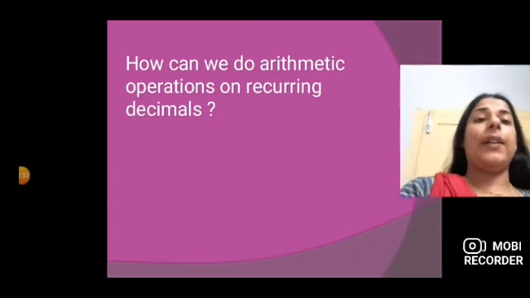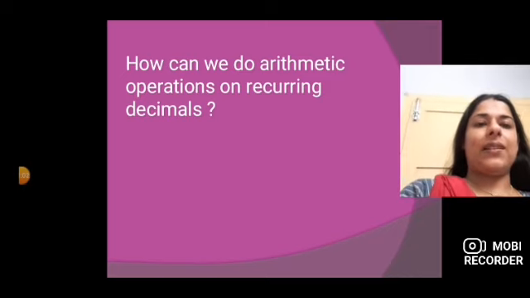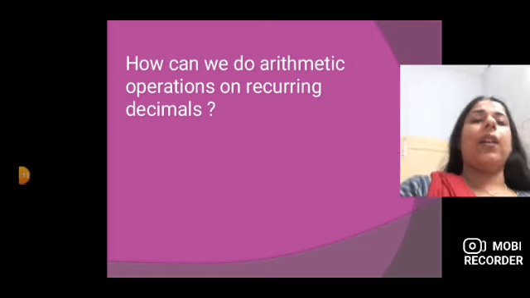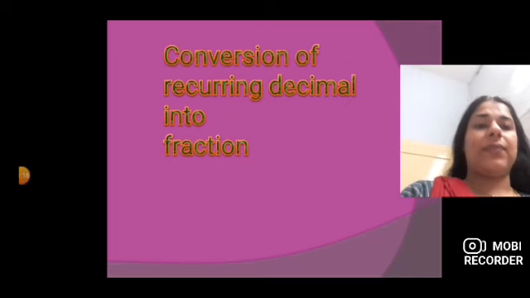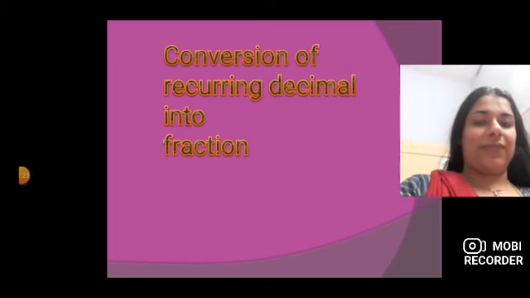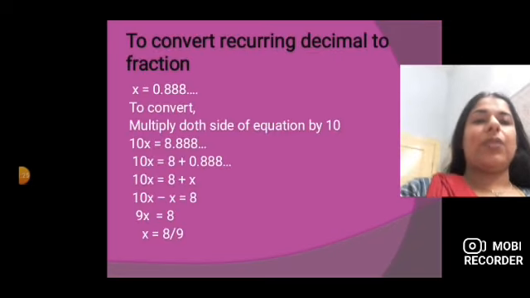How can we do arithmetic operations on recurring decimals? What is meant by recurring decimals? 2.3999, here the 9 is repeating several times. This type of decimal we call a recurring decimal. Today we are going to deal with the topic conversion of recurring decimal into fraction.